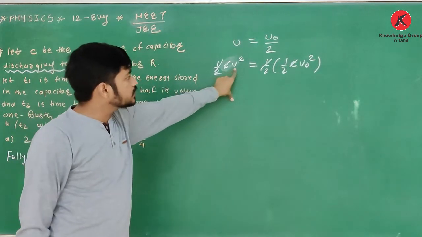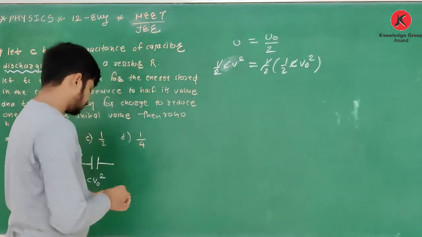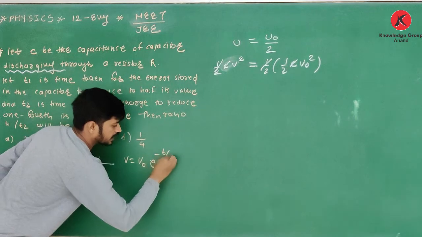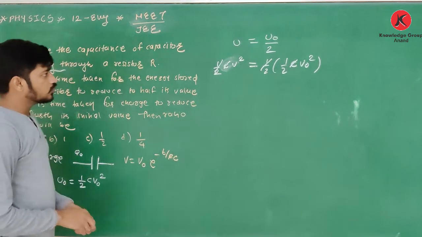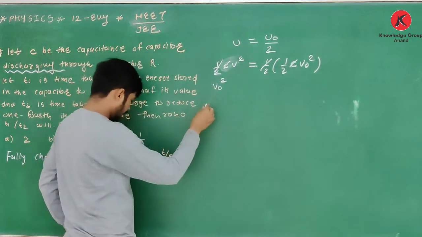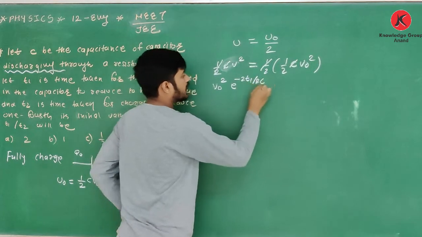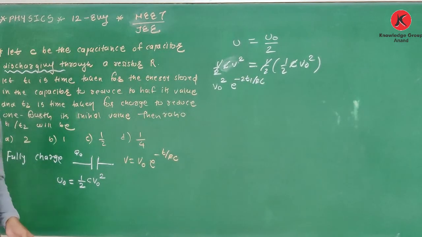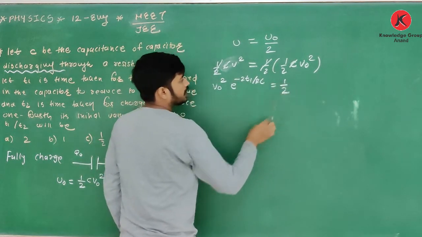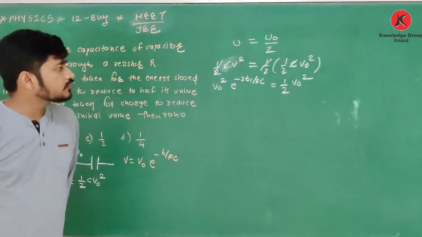Now what is the equation of V? For the discharging process, we know V is equal to V0 e raised to minus T upon RC. So how do we write the equation of V square? It is V0 square e raised to minus 2 T1 upon RC, because energy is half at time T1. So V0 square e raised to minus 2 T1 upon RC is equal to 1 upon 2 V0 square.